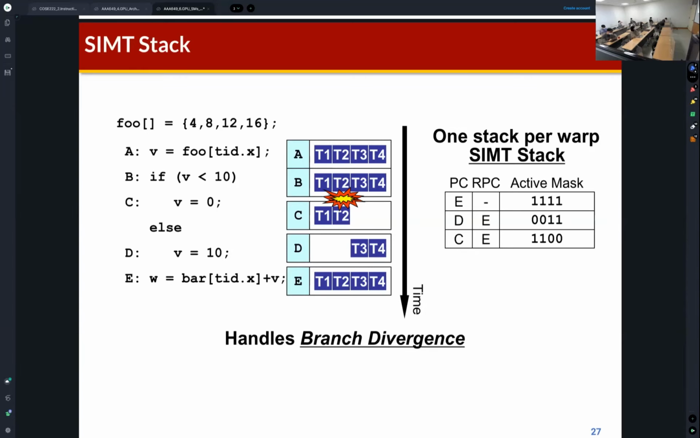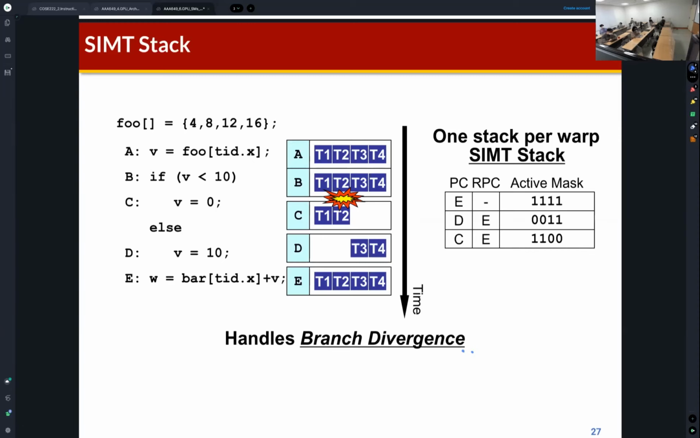Now I will explain about the SIMT stack of the GPU. The SIMT stack is used to decide the active mask of the warp. So this is an example of the SIMT stack. Why do we need the SIMT stack? The SIMT stack is required for handling branch divergence. So this is an example kernel code.